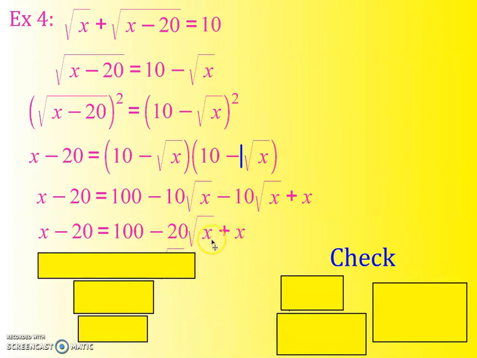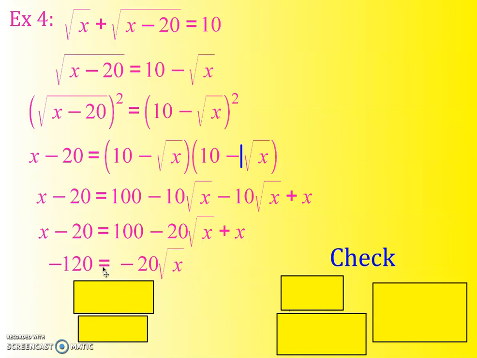Now, we still have this square root, and we're trying to solve for x, and x is stuck underneath it. Which means we've got to start our process over again. We've got to get our radical all by itself. So we're going to move this 100 over by subtracting it. We're going to move the x over by subtracting it. We end up with negative 120 equals negative 20 square root of x.